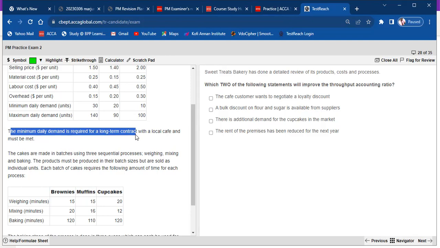A discount reduces price. For throughput accounting ratio to improve, selling price must go up. So offering discounts cannot improve throughput accounting ratio, even if that means the guy will buy more. The problem we have is there are bottlenecks. So you buying more does not even solve our problems for us, because we even have some products that we are not able to meet the demand. So the cafe customer wants to negotiate a loyalty discount. For me, that is a no. That cannot improve throughput accounting ratio.